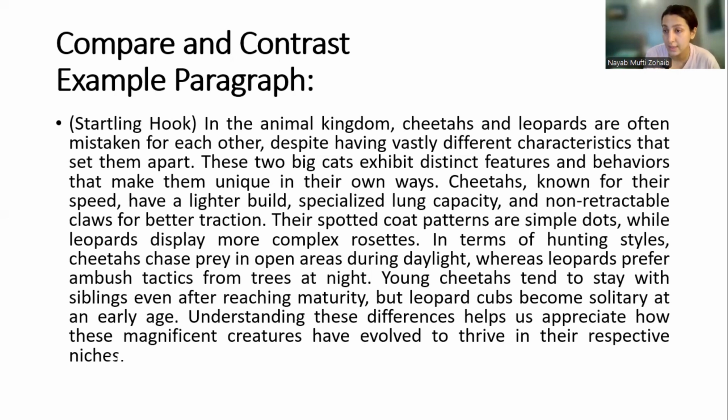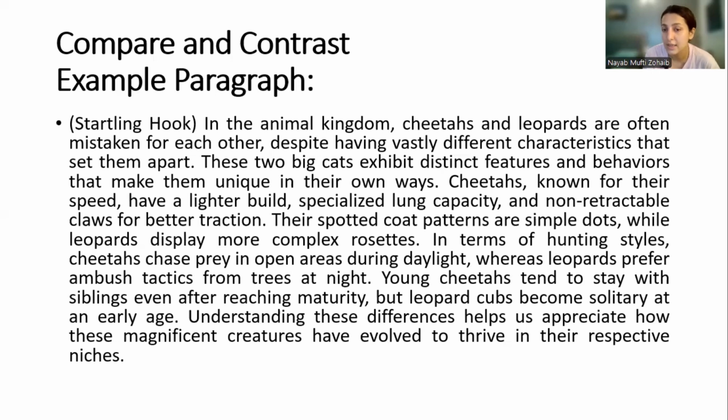So the reader's hook that I used here is startling information. As we have discussed in our previous lecture, startling information is when you give shocking information at the start. In the animal kingdom, cheetahs and leopards are often mistaken for each other, despite having vastly different characteristics that set them apart. So this is my startling information, because these two are very different, but they are mistaken for each other. This is something shocking. How come they are mistaken for each other?